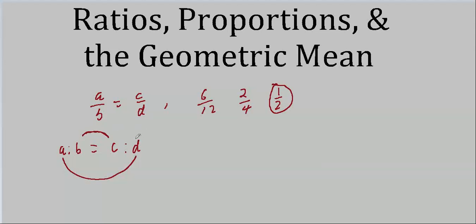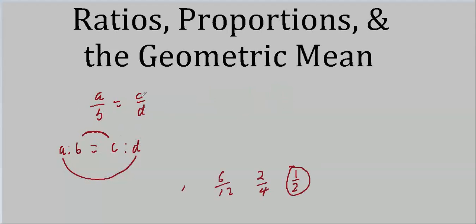If you write it this way, you have to remember that the product of the means equals the product of the extremes. Or, if this were a fraction, let me rearrange this. We can write AD equals B times C. If you write it out this way, this is very easy to derive.